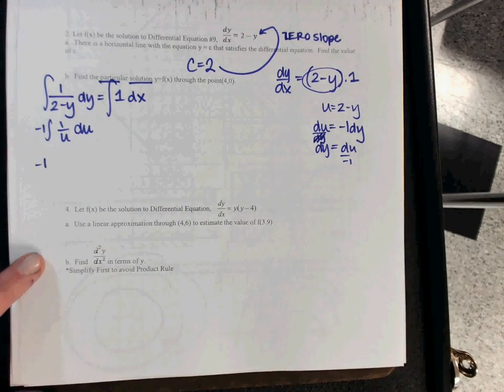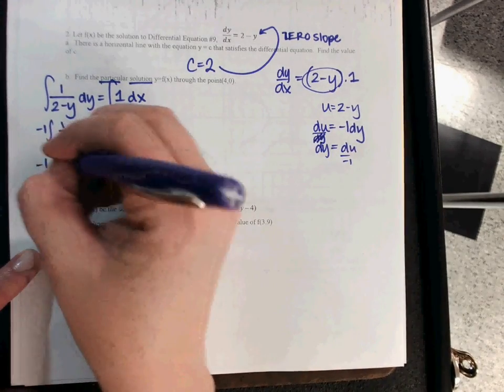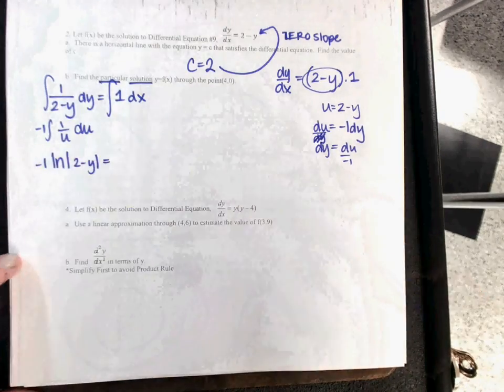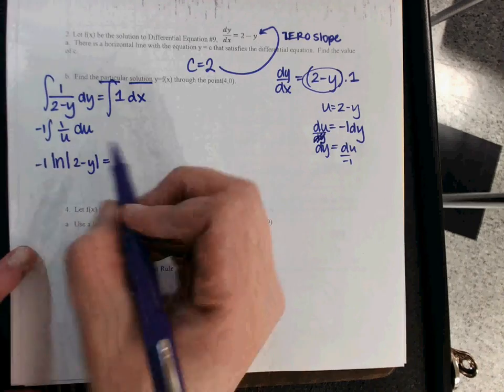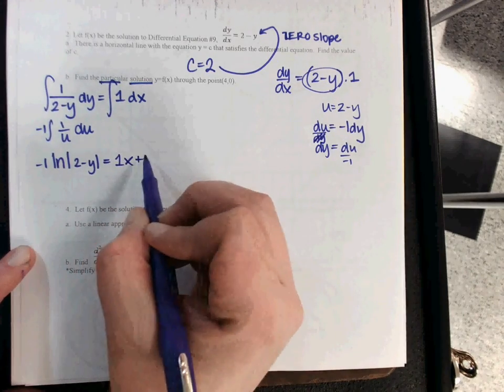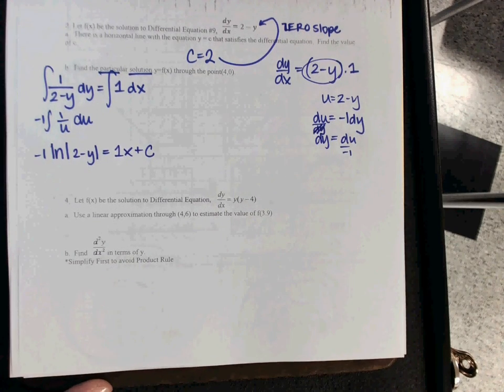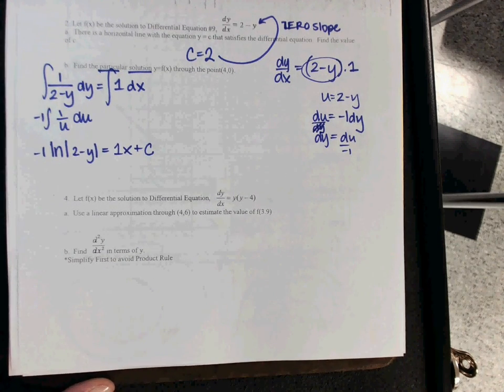Okay, then from here, what is the integral of 1 over u? ln u, which was 2 minus y. What's the antiderivative of 1? 1x plus C. Okay, from here, I want you to solve for the general, and then I want to see if you do it right.